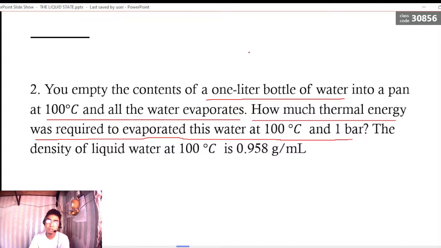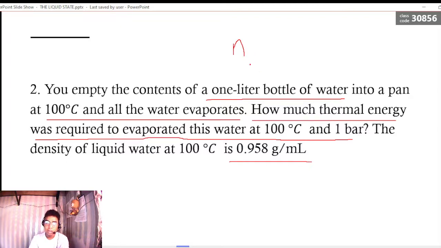So you have here the density of the liquid, which is 0.958 grams per milliliter. You have 1 liter of water in the bottle. That relates to your number of moles. What we are looking for here is our Q. So Q is missing. If we go back to our formula, Q is equal to N times molar enthalpy change of vaporization. Sir, how is Q missing? Let me repeat: thermal energy, the amount of heat absorbed, that is Q. The liter bottle of water belongs to the number of moles.